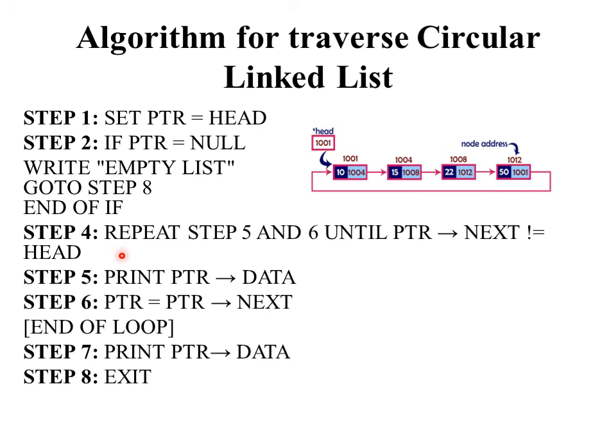In a singly linked list we write null here because the last node contains null, but in a circular linked list a null node is not present. That's why we write ptr points to next is not equal to head. Okay.